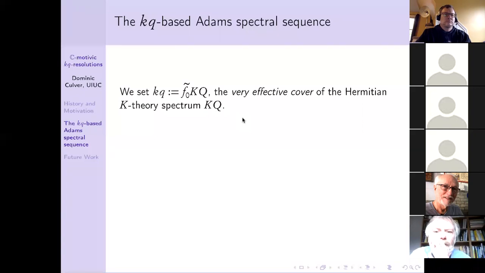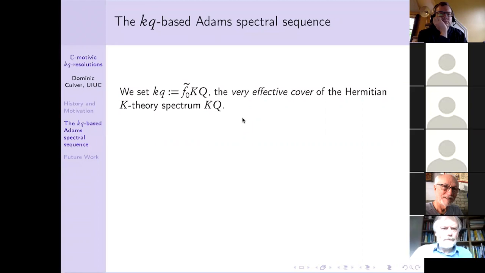Now, if you take these analogies, KQ is supposed to be the analogous thing for periodic real K-theory, and so Mahowald studied the Adams spectral sequence based on connective real K-theory. So the first question is, what's the connective version for periodic Hermitian K-theory? And that's a bit complicated in the motivic category.